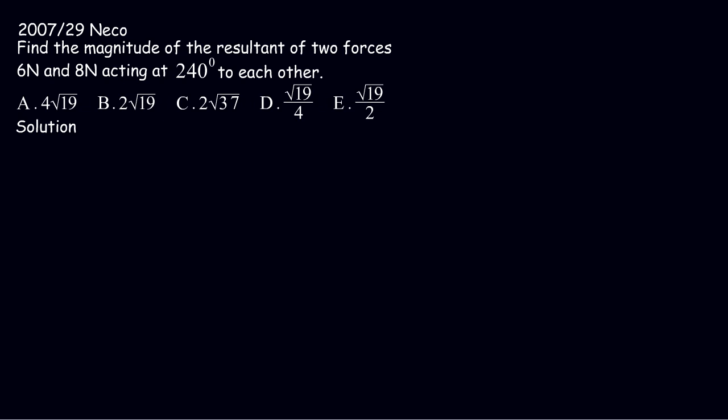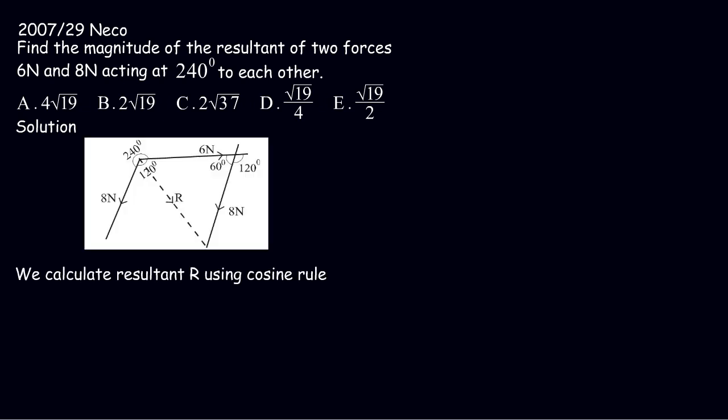Our next question states: find the magnitude of the resultant of two forces 6 Newton and 8 Newton acting at 240 degrees to each other. Now sketching our diagram, we get the figure as shown, and we calculate the resultant R using the cosine rule.